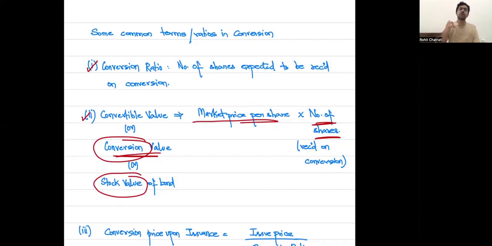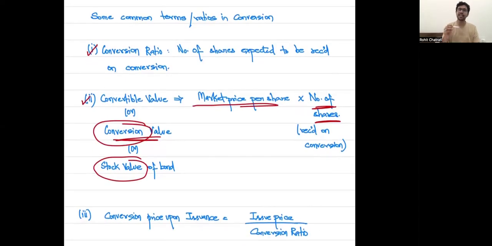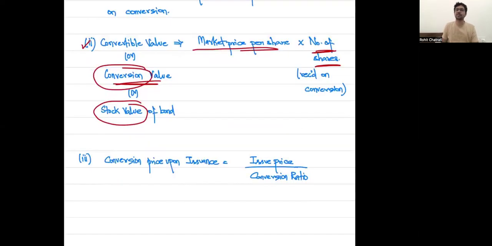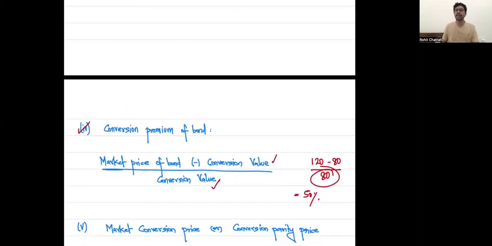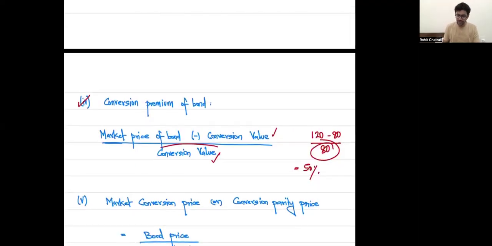Premium can be in rupees or in percentage terms. Generally, it is going to be in percentage terms. If it is in percentage terms, you have to calculate the premium by dividing it by the conversion value. The rupee terms of premium will actually just be equal to the numerator, and in percentage terms, you divide it by the conversion value.